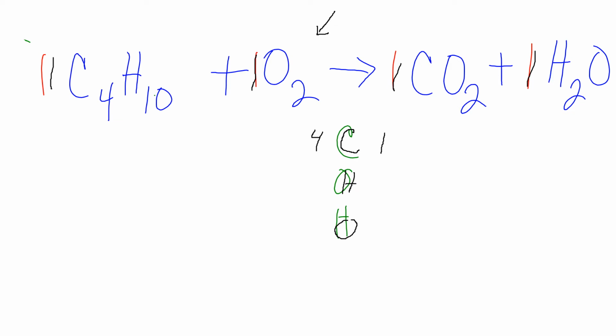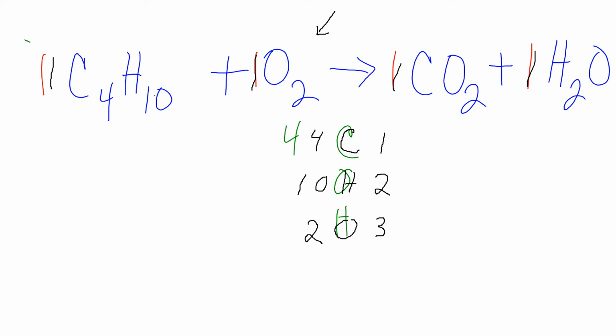Okay. Let's look at the left side. Hydrogens, we've got 10 of those. On the right, I've only got 2. So that's not balanced either. Oxygens, I've got 2 on the left. Now, this is going to happen a lot, so make sure you look in all the places. I've got 2 oxygens here in my carbon dioxide. But I also have 1 oxygen in the water molecule. So 2 plus 1, I've got a total of 3 oxygen molecules.